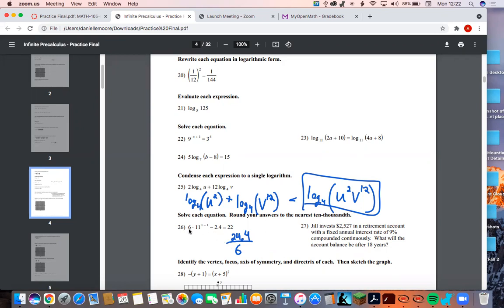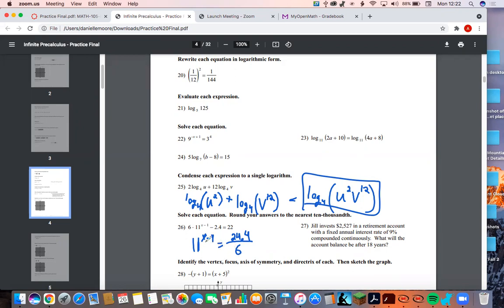Anyway, so now we got all this stuff. So this is 11 to the x minus 1 power now equals this big old fraction mess. And again, you can divide it if you like, but it makes a nasty old decimal, so I wouldn't recommend it. You'd have to round it off too early on if you did that.